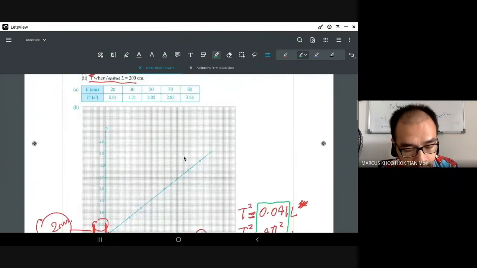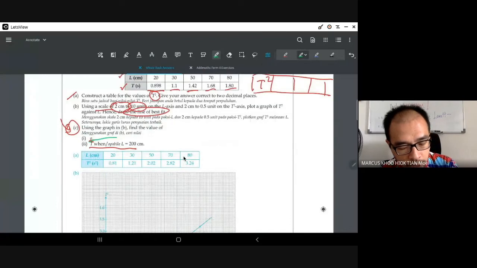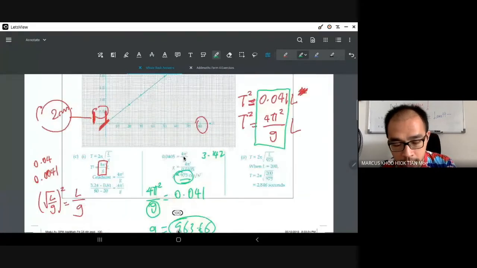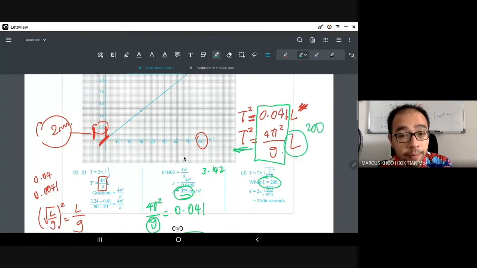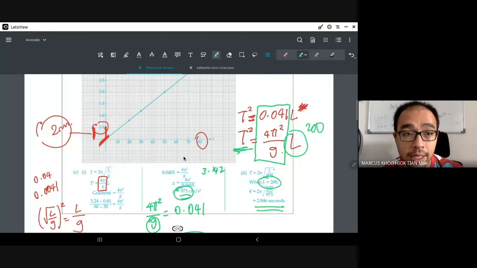Now, lastly, find the value of T when L equals 200 cm. What they do is they substitute L equals 200 and the G into the equation. Then you can calculate the value of T. They will get about 2.846 seconds. That one is just substituting into the equation.